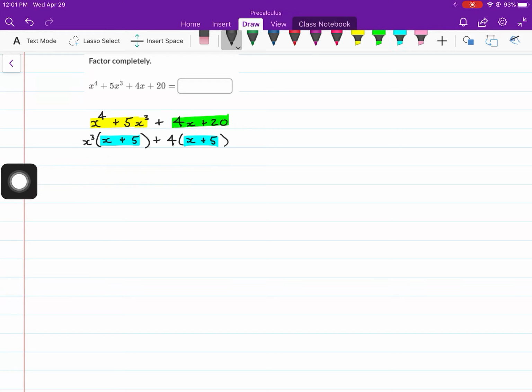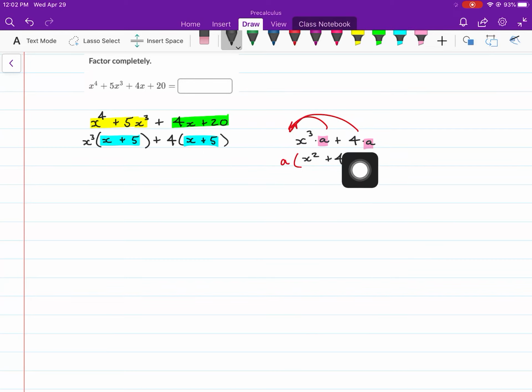If we were to rewrite this over here, let's just exchange the x plus 5 with an a. So if we have x cubed times a plus 4 times a, which you could picture is that both of these have an a in common. And what I can do is factor out that a to the front and be left with a times x squared plus 4. So you could kind of picture that just being factored out if it was a.